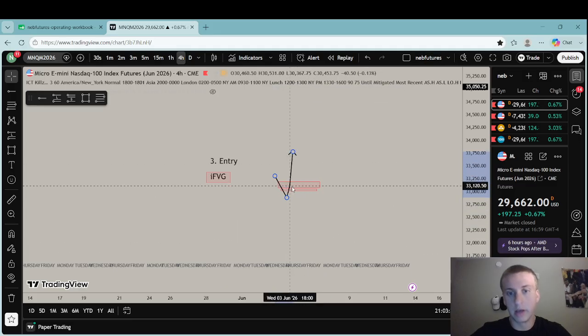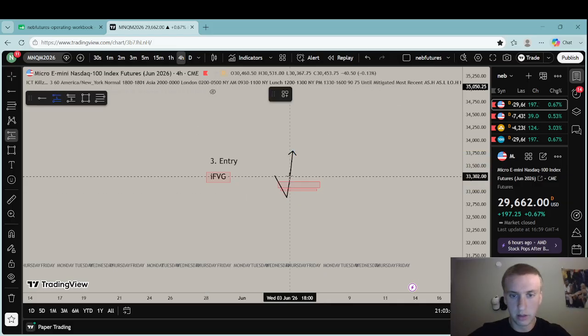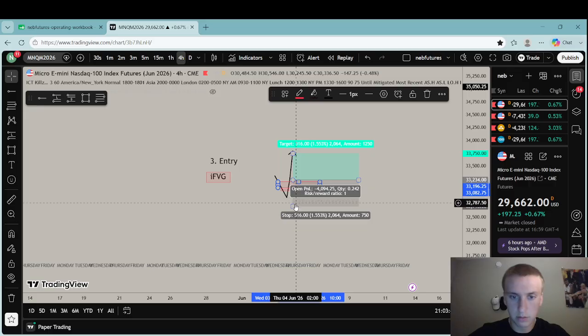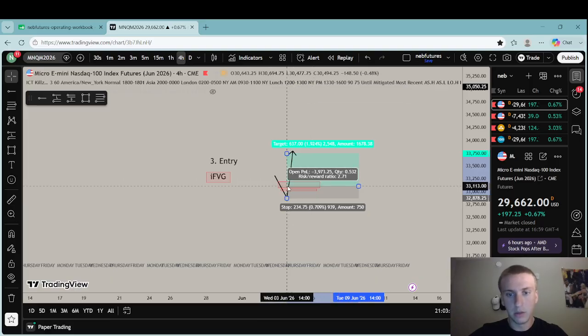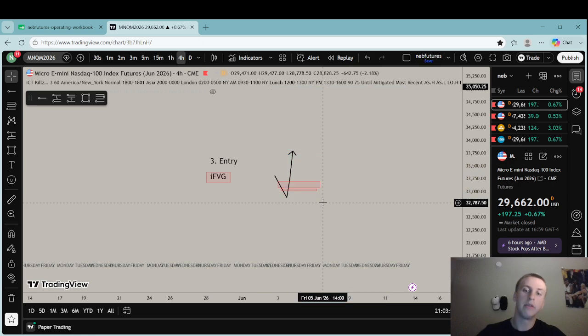Same thing. You would get higher RR if you take the 30-second, the lower 30-second, than if you take the higher 3-minute, right? I'll visualize that for you. 1.45. If you take the 3-minute, you would have got like a 2.7. You take the 30-second, the 3-minute is going to win so much more often.